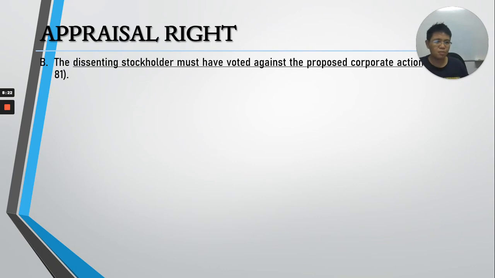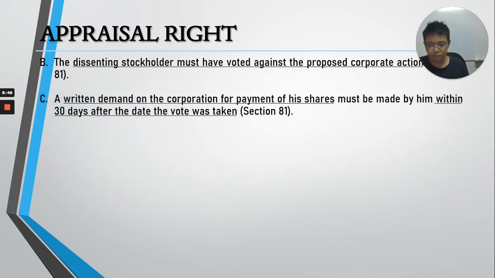So, obviously, if you are absent during the meeting, you cannot also exercise your appraisal right because, again, you did not vote against the proposed corporate action. So, remember, you must have voted against the proposed corporate action before you can avail of the appraisal right. What else? Written demand on the corporation for payment of his shares must be made within 30 days after the date the vote was taken. So, if the vote is taken today, you have 30 days to make a written demand on the corporation for the payment of your shares. So, you have simply 30 days to exercise your appraisal right.